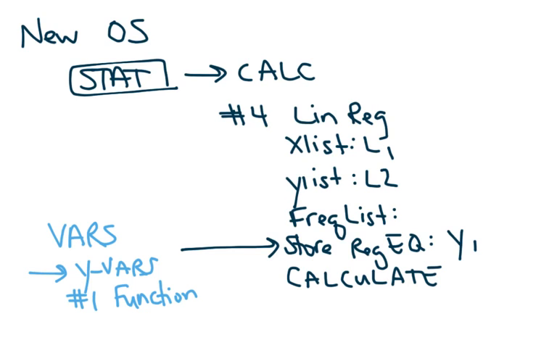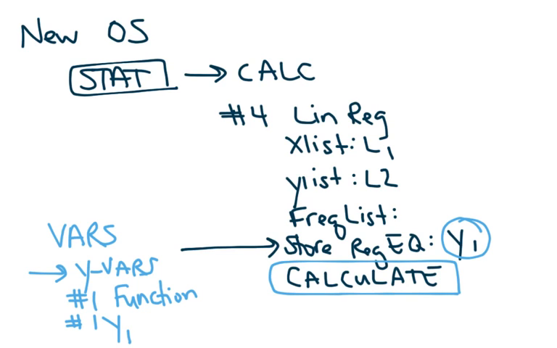You are going to just press enter on y1, and now that should pop up right here. And then hit enter again so it says calculate. And then on your home screen, it'll give you the equation. If you press the y1 button, or the y equals button, you'll notice the equation has been placed into your graphing function. But what if you have the old operating system and you want to do the same thing?